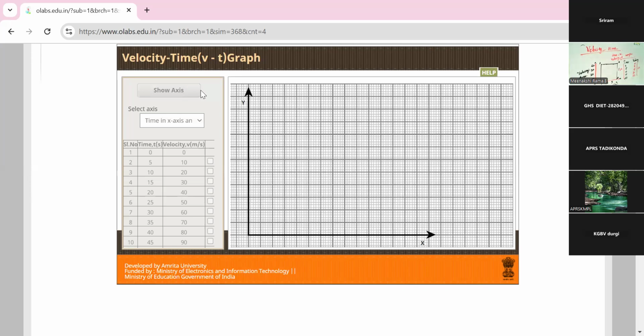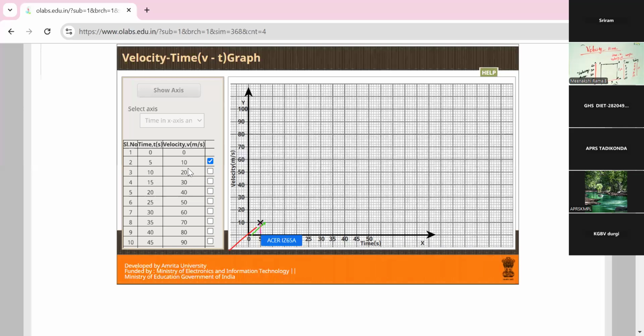So this is the x-axis, this is the y-axis. Time is on the x-axis and velocity is on the y-axis. I am choosing a 5-second difference. Time is noted in seconds, velocity in meters per second. So the time is t and then the velocity is 5. Now I am selecting that 5. That is the first one.